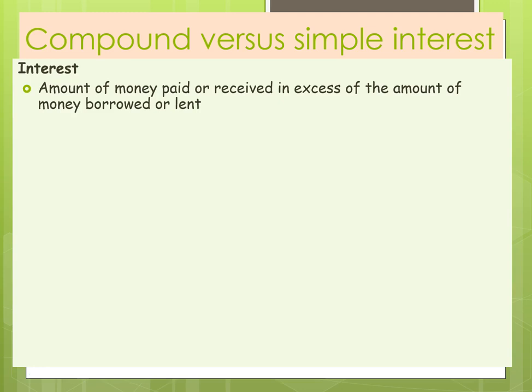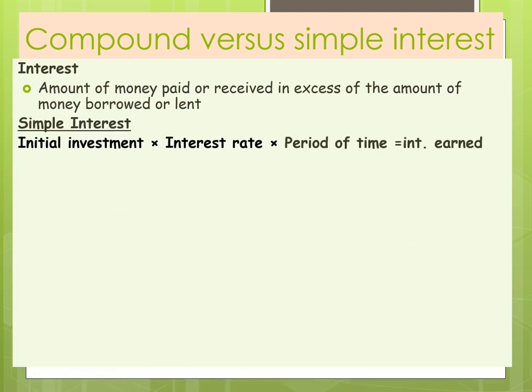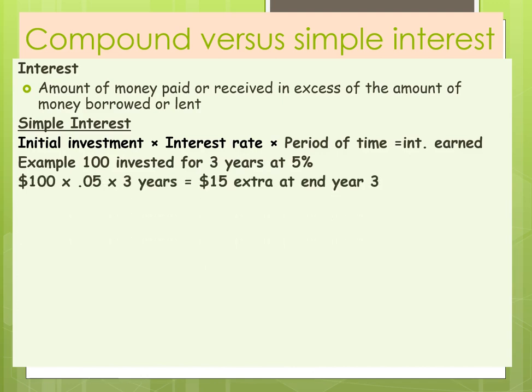Now there's two types of interest: compound versus simple. Interest is the amount of money paid or received in excess of the amount of money borrowed or lent. Simple interest is the initial investment times the interest rate times the period of time equals interest earned. So for example, if you had $100 invested for 3 years at 5%, you would end up with an extra $15 at the end of year 3.